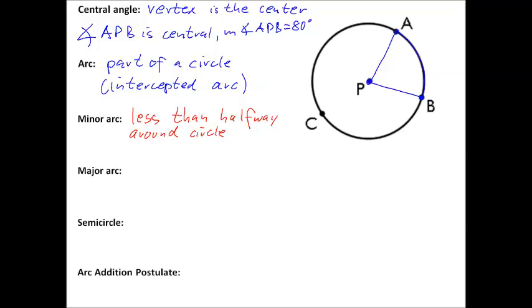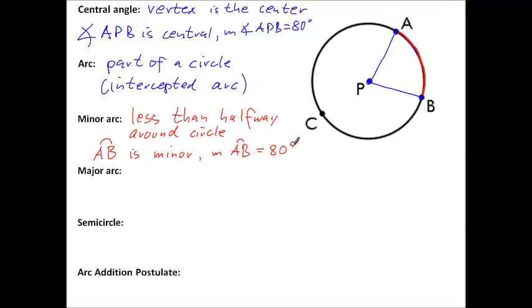For example, this arc that goes from A to B is less than halfway around, as we can clearly see. And the way we write arcs, we use letters just like in segments where the arc starts and ends. And then instead of a straight line, we put a curvy line above it. And this arc AB is a minor arc. And the measurement of AB is 80 degrees.